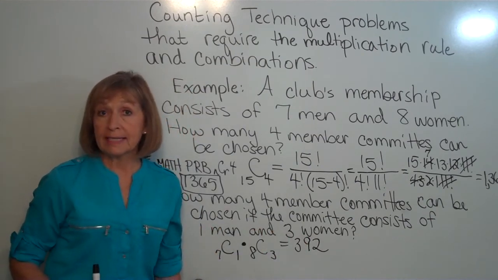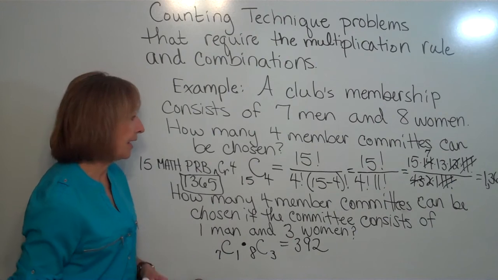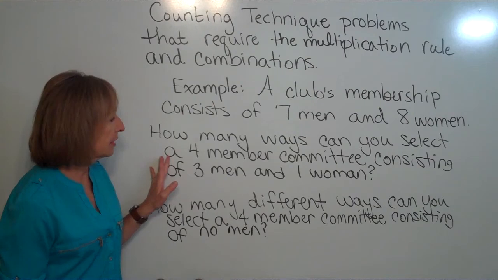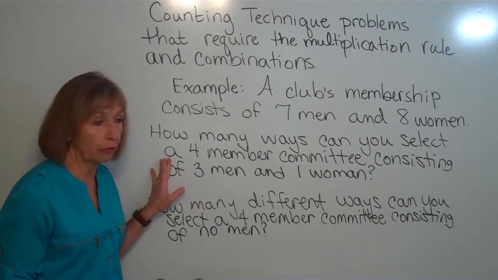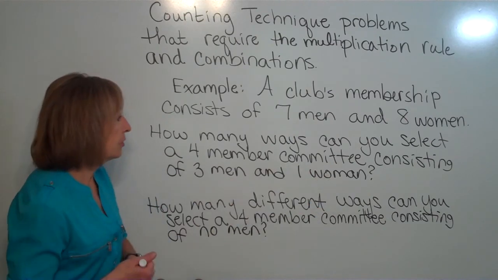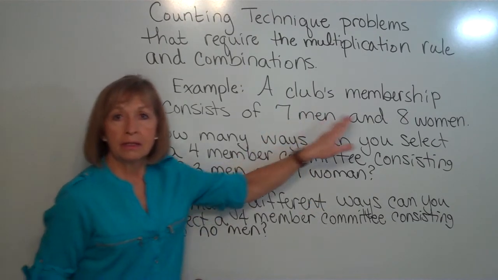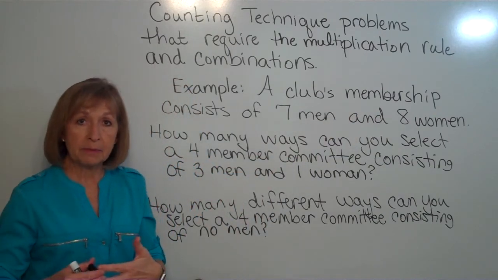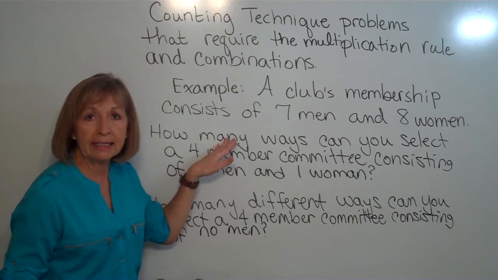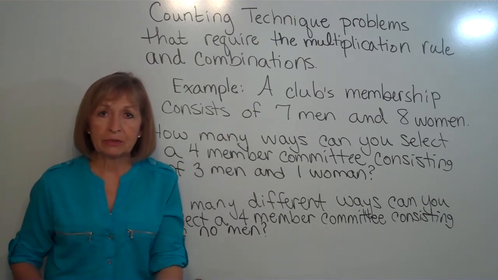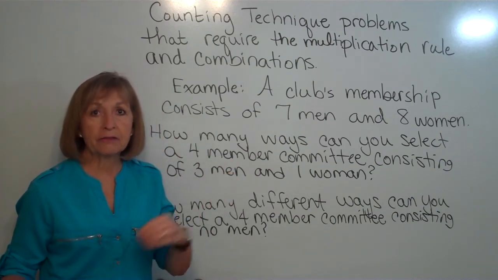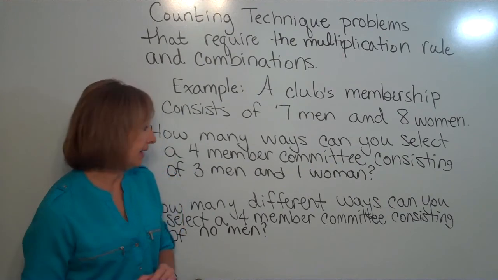So we'll look at a few more examples so that you can get the hang of this and then also use this within probability. The next example is how many ways can you select a 4-member committee, so it's still a 4-member committee, consisting of 3 men and 1 woman. So again, I know the subsets that my overall set has been broken up into, and when they ask me the counting technique question, they want me to answer in how many different ways I can select so many out of the different subsets that they've identified.